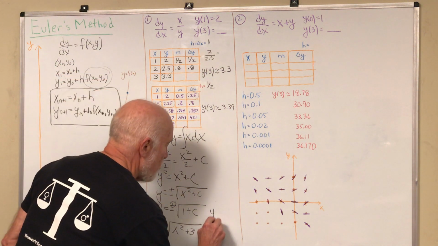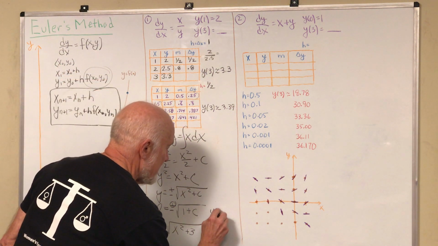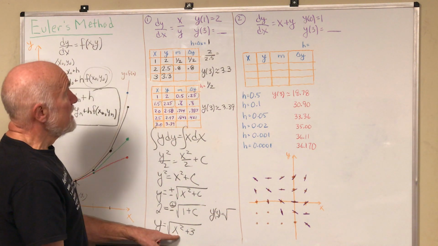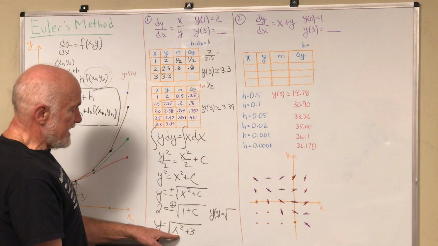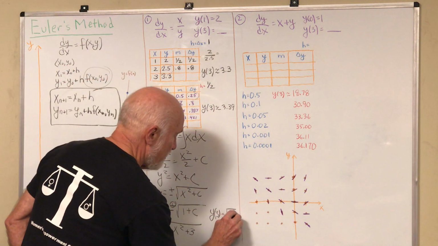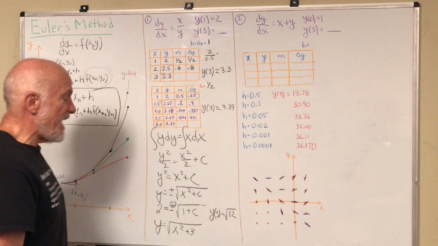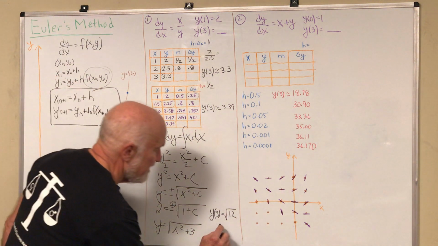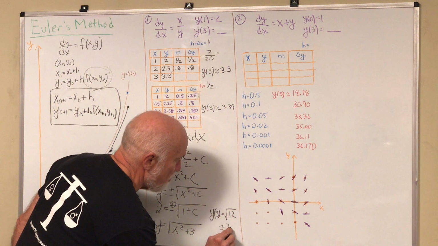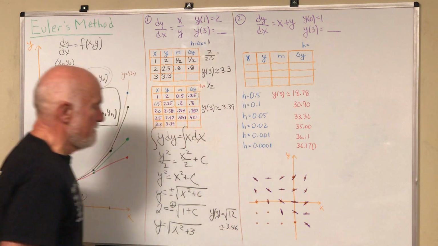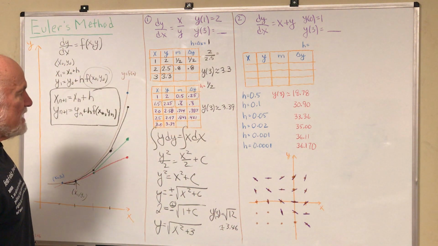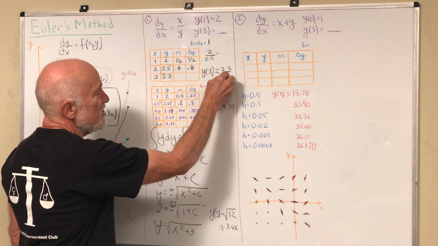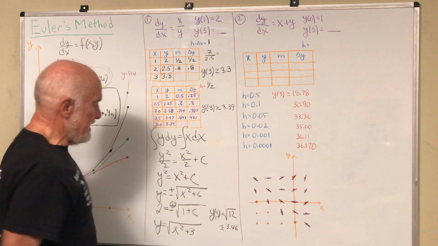So now I can say y of 3 equals the square root of, and if I put in 3, I get 9 plus 3, or 12. So that's the exact solution, which if you put on the calculator, you get approximately 3.46. And that would be the exact solution. You can see you were kind of getting there.